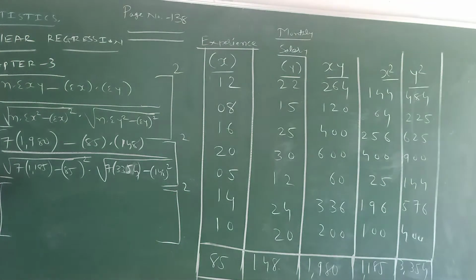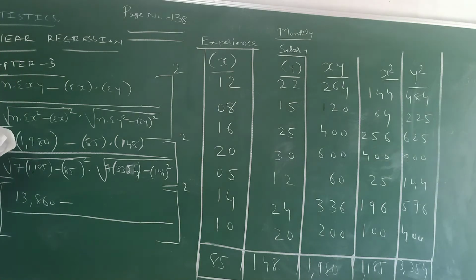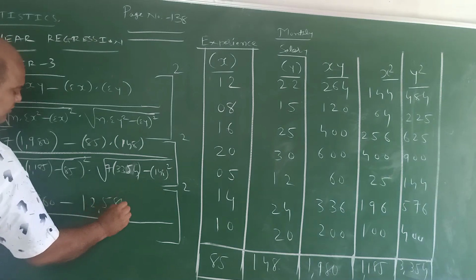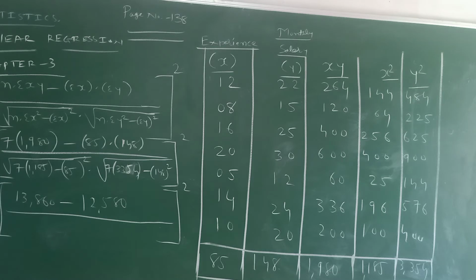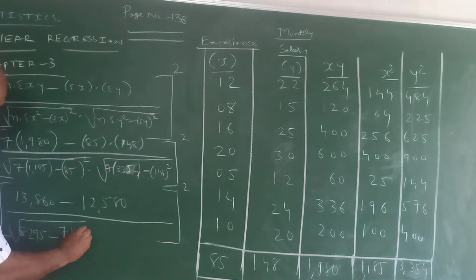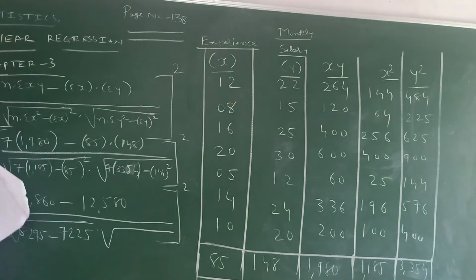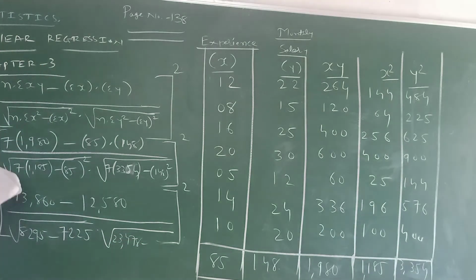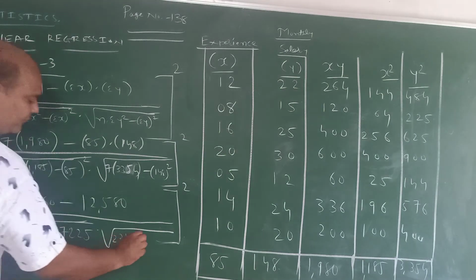Now we do the simplification. 13,860 minus 85 into 148, that is 12,580, upon 8295, that is the multiplication of 1185 into 7, minus 7225, into second under root 23,478 minus the square of 148, that is 21,904.